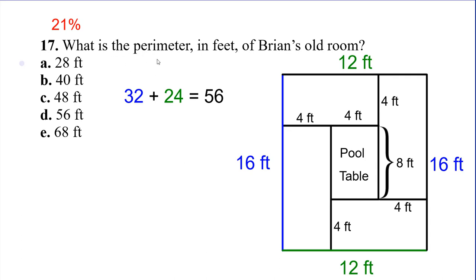All right, what's the perimeter in feet of his old room? So once we know this is 16 and 16, then 12 and 12, because it's a rectangle, we can add them all together. So 32 plus 24 is 56. So that would be D as in Delta. Looks like most of you guys were not tricked on that one.